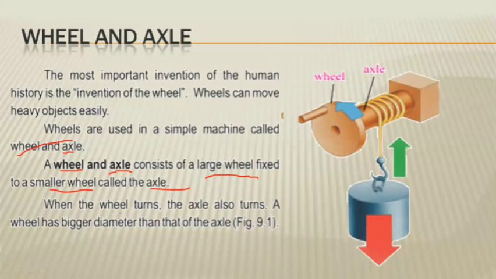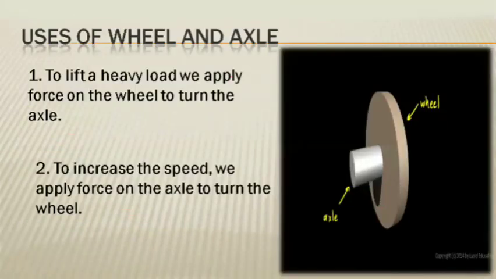So when the wheel turns, the axle also turns. When we turn the wheel, the axle is turned inside itself. So the wheel has the bigger diameter than that of the axle. You can see the wheel has the bigger diameter and the axle has the smaller. This is the diameter from one end to the other end, and the axle definitely has the smaller diameter because it is fixed in the wheel for rotation.